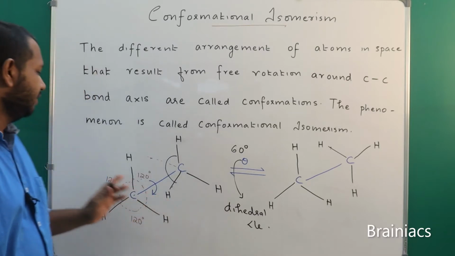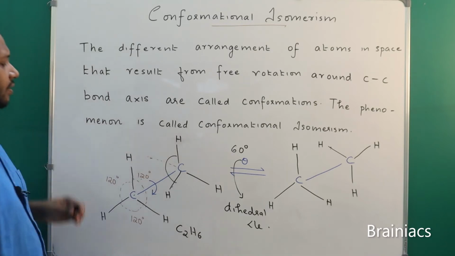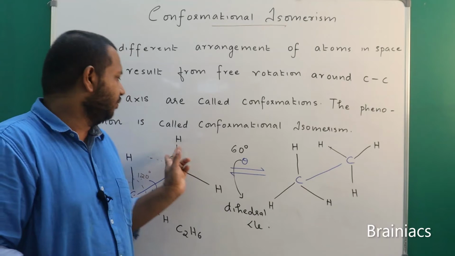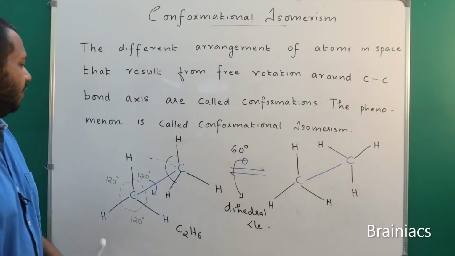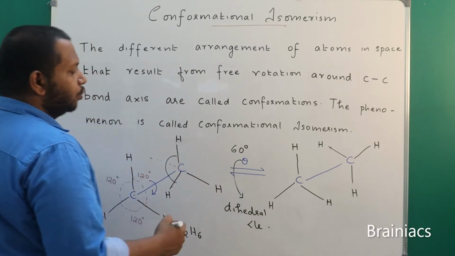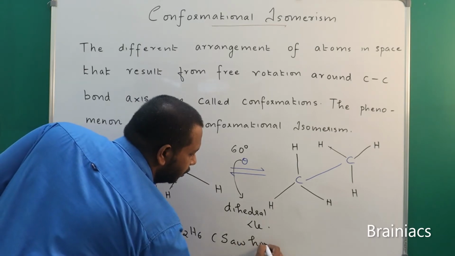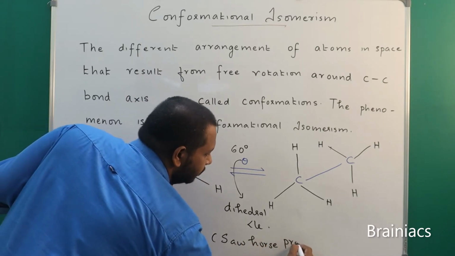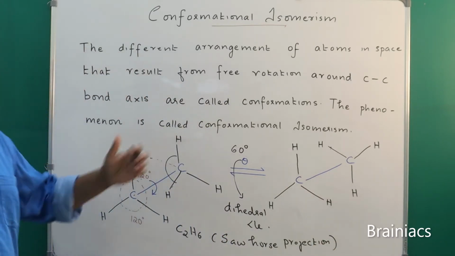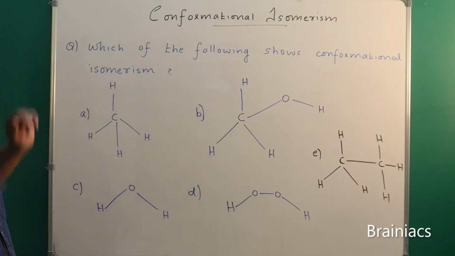Here in this case this is C2H6, ethane. In this case the dihedral angle theta is equal to 60 degrees, we have rotated it, so that we have got this conformation. This type of representation is called Sawhorse projection. And there is another projection called Newman projection, which we will see next. Clear? Okay.